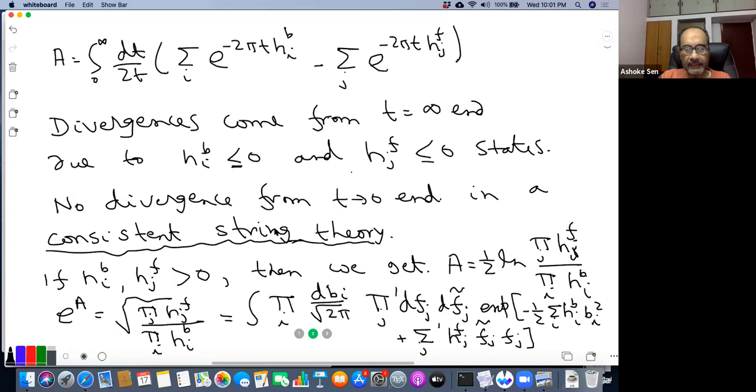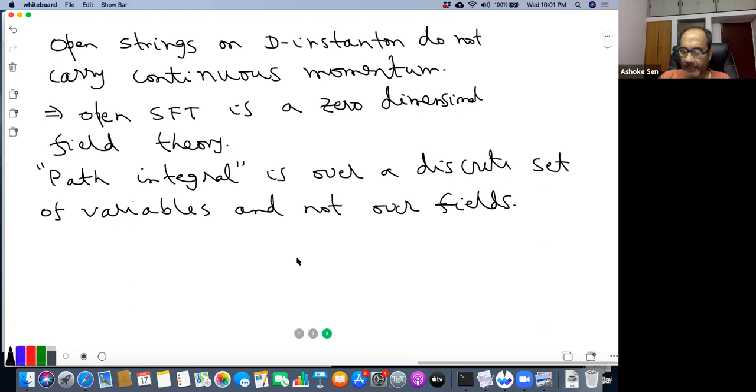Now, in the situation of interest, which is in two-dimensional bosonic string theory, and in fact superstring theory, for example, and many other string theories, it's even better. Okay, so let's look at this now. So we have e to the A. Let me write the expression for A. So A is integral dt over 2t trace e to the minus 2 pi t L0.